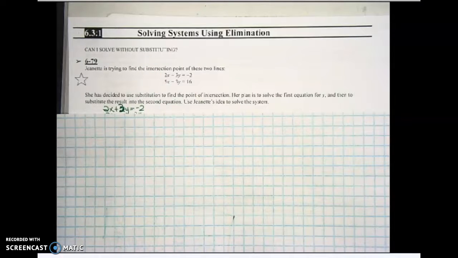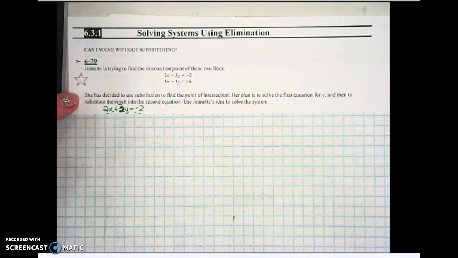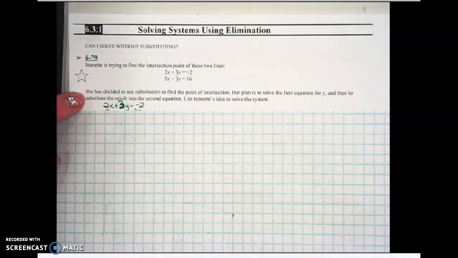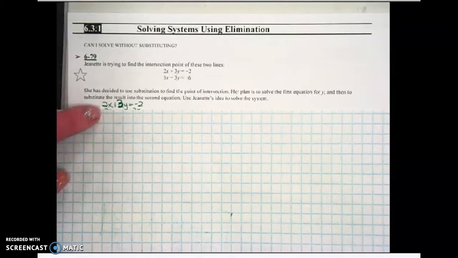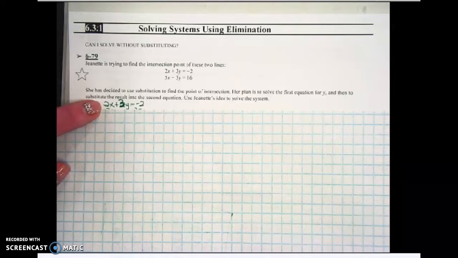Say system. Okay. She had decided to use substitution to find the point of intersection. Her plan is to solve the first equation for y and then to substitute the result into the second equation. Use Jeanette's idea to solve this system. So the first way we're going to do it is by substitution, which is how we've been doing it for the past couple days. All right, so we're going to take that first equation, which is 2x plus 3y equals negative 2.